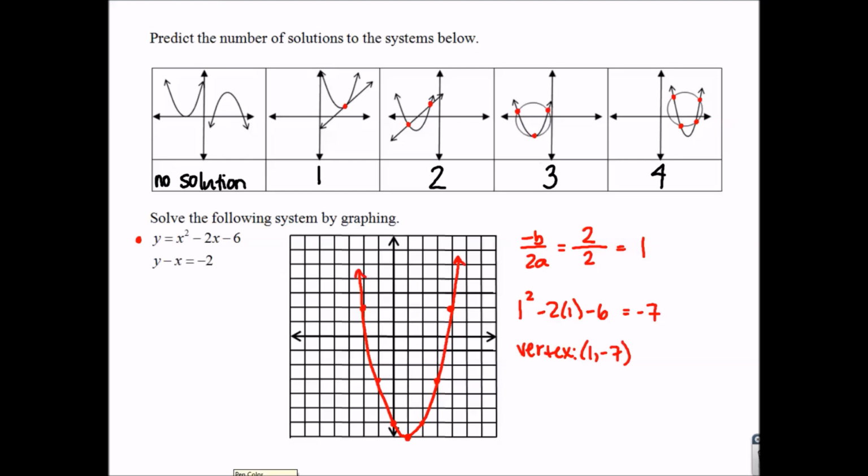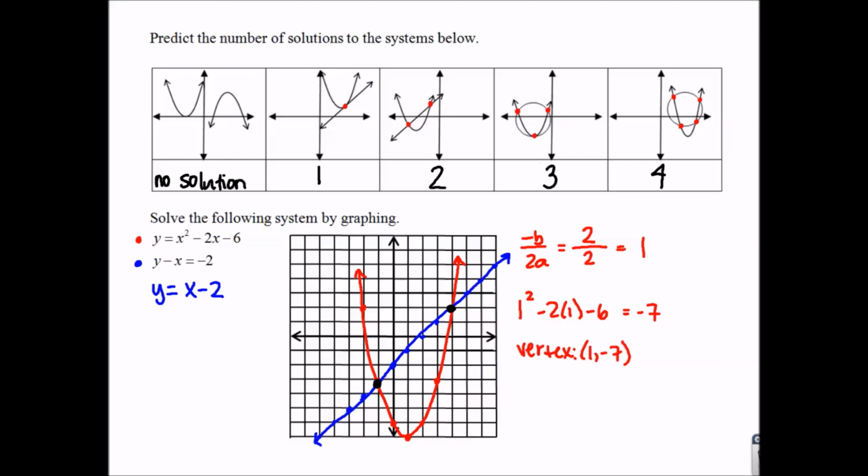Then our second equation, we have y minus x equals negative 2, which is a line. I'm going to go ahead and solve this for y, and then graph this equation. So our y-intercept is negative 2, and then our slope is 1, so we're going to go up 1 and over 1. Then we can draw the line, and look and see where the two graphs intersect, which there are 2 points.